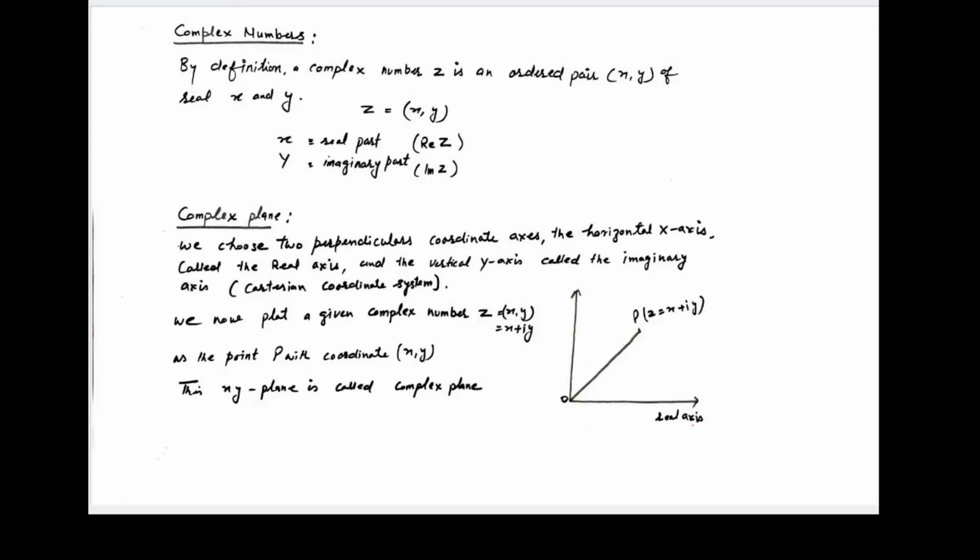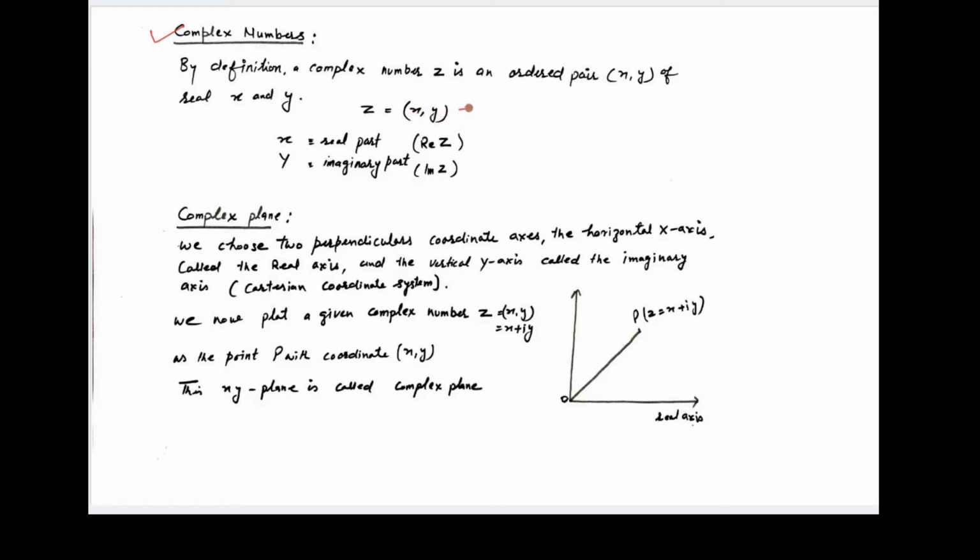Dear students, today we are going to start our course on complex variable. Let us start with complex number. Complex number is an ordered pair of x and y. X and y both are real. So z can be written as x comma y.